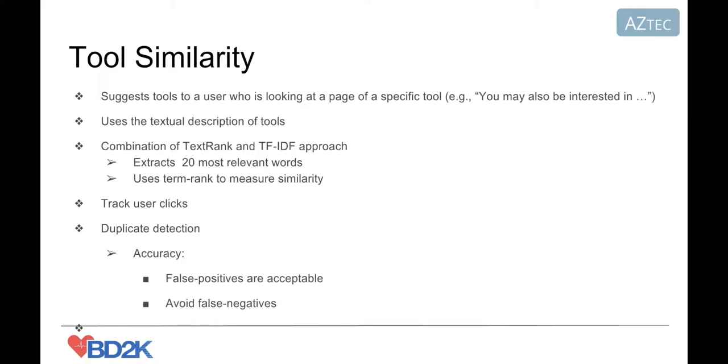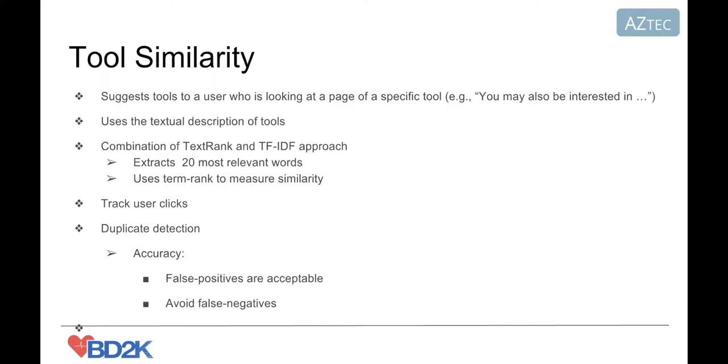So similarity is computed using the textual description of tools, and the TextRank is combined with an approach called term frequency inverse document frequency. Basically, the term frequency is the number of times a term occurs in a document, or in our case, the description. And the inverse document frequency is the factor incorporated, which diminishes the weight of a term that occurs very frequently in the document set and increases the weight of terms that occur rarely. So a lot of common words like the or be will have a smaller inverse document frequency because they occur a lot more frequently in the collection of documents. So that's a brief overview of the TF-IDF approach.